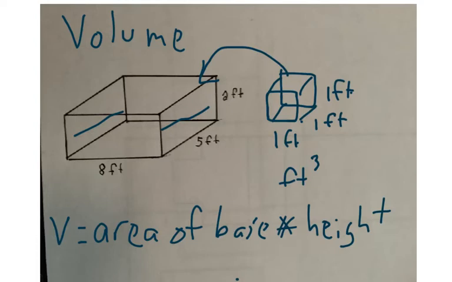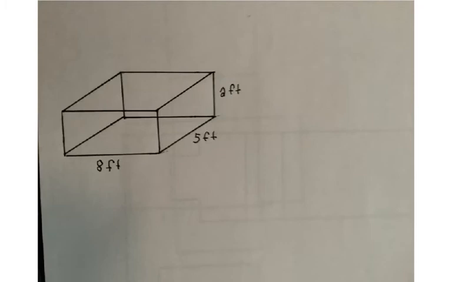So for this one, we'll draw this again. Volume. A shortcut for writing area of the base is a capital B. That means area of the base, times the height. Well, what shape is our base? In this instance, our base is a rectangle. And how do we find the area of a rectangle? Well, it's length times width. So our length and width are 8 times 5.